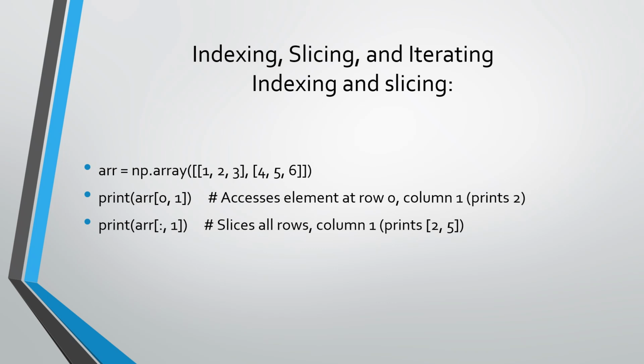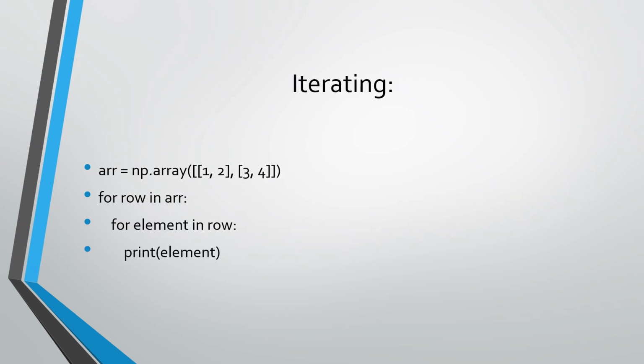So it slices all rows, and column 1 contains elements 2 and 5, which will be printed as the output. So we have applied a slicing function over here to print 2, 5 from column 1.